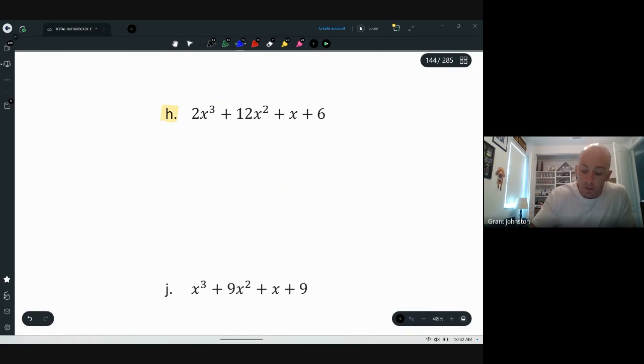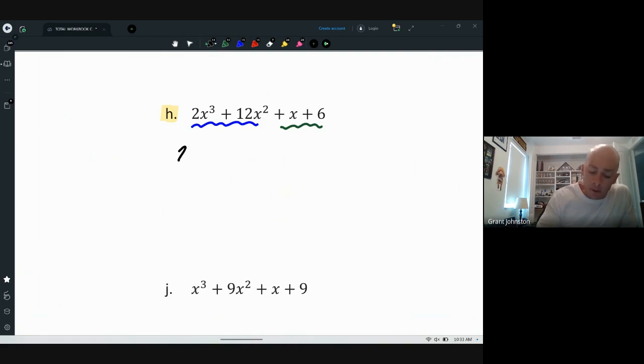So group this. In the blue underlined, I can factor out a 2x to the second. So that would be just an x and then a 6. Yep, 2x to the second times 6 would give you 12x to the second.